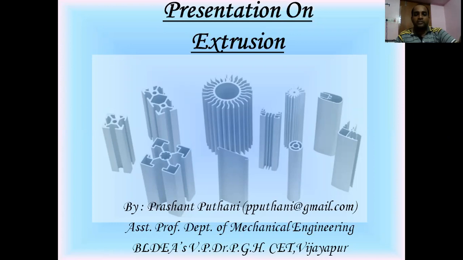That is the next type, known as extrusion. We have already discussed drawing in the previous sessions of the metal forming process. In this session we will be discussing extrusion. It is also a metal forming process, used especially for elongation of materials by applying force on a hot material known as a billet.